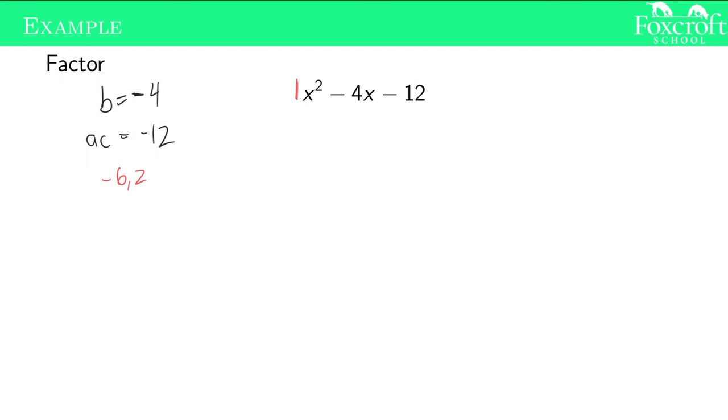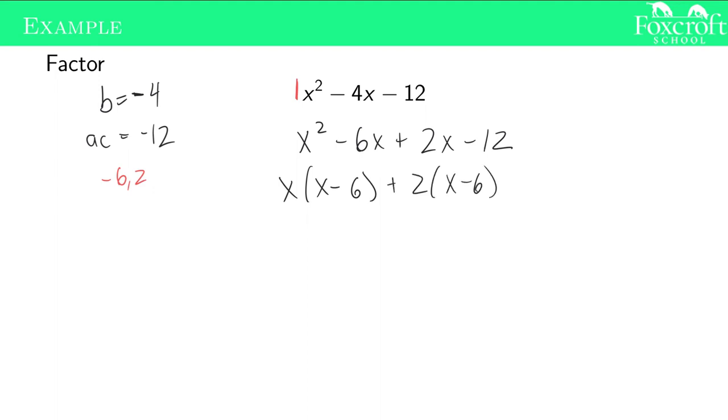Negative 6 times 2 is negative 12. Negative 6 plus 2 is negative 4. Now I can rewrite this. Again, the order doesn't matter. When you split up that term, it just might be a little bit different. At the first pair, I can factor out an x. The second pair, I can factor out a 2. And I see my final answer, x minus 6 times x plus 2. All right, no different than we did before. Just know if there's not a number written, then it's a 1.